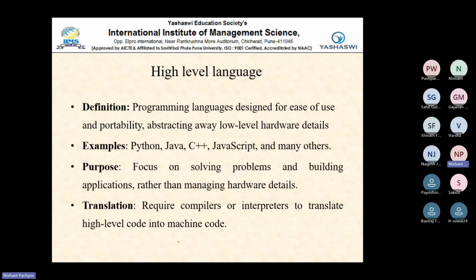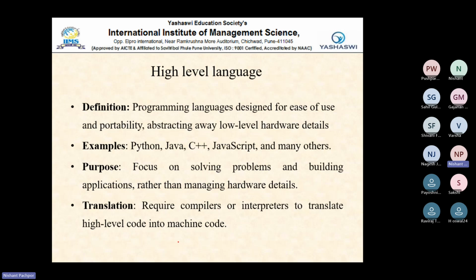Here, all the instructions that we write, the user can easily read and understand. Printf, scanf when you are using the C programming language, Java or C++ programming language, we can easily write the instructions, and the user can easily understand them, because all the instructions are in English. That's why it is very useful for programming, and the programming speed is increased. Here the focus is on solving the problem and building applications rather than managing hardware details.